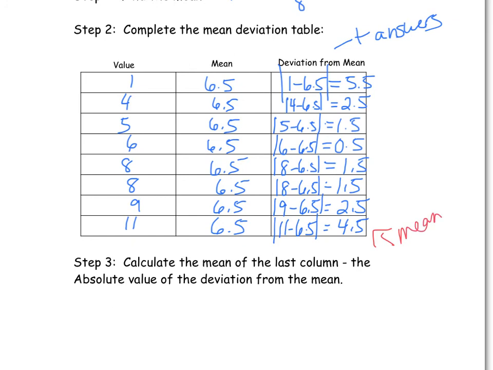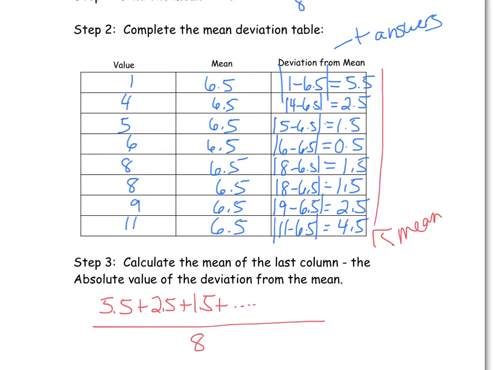We're going to find the mean of those numbers. So to find the mean, we add them all up and we divide by how many numbers we have. So we're going to take our 5.5 plus 2.5 plus 1.5, etc., and we're going to divide it all by 8. So pause the video here, please, and finish the calculation. Find the mean of these numbers that we just found.